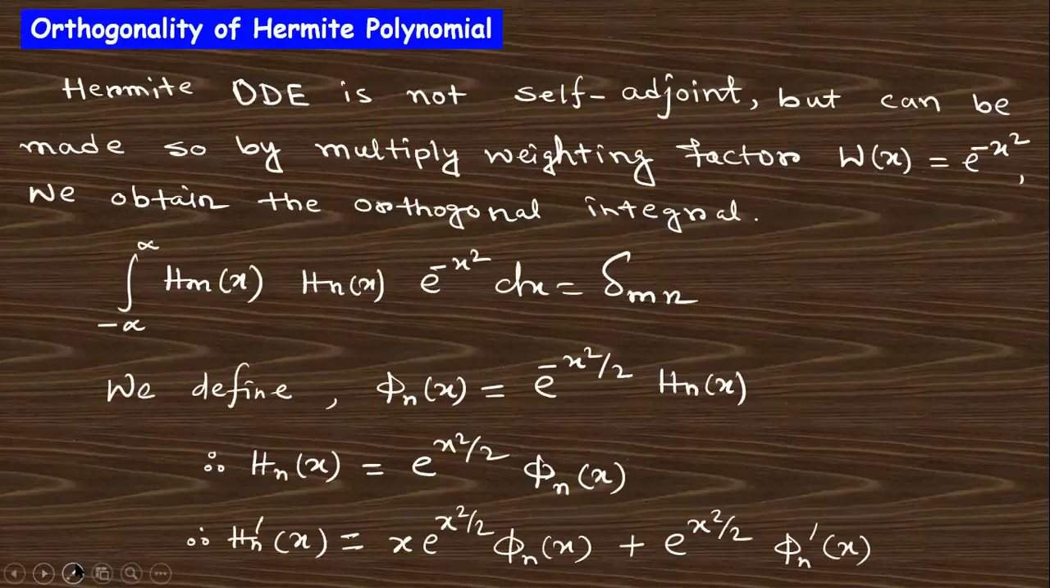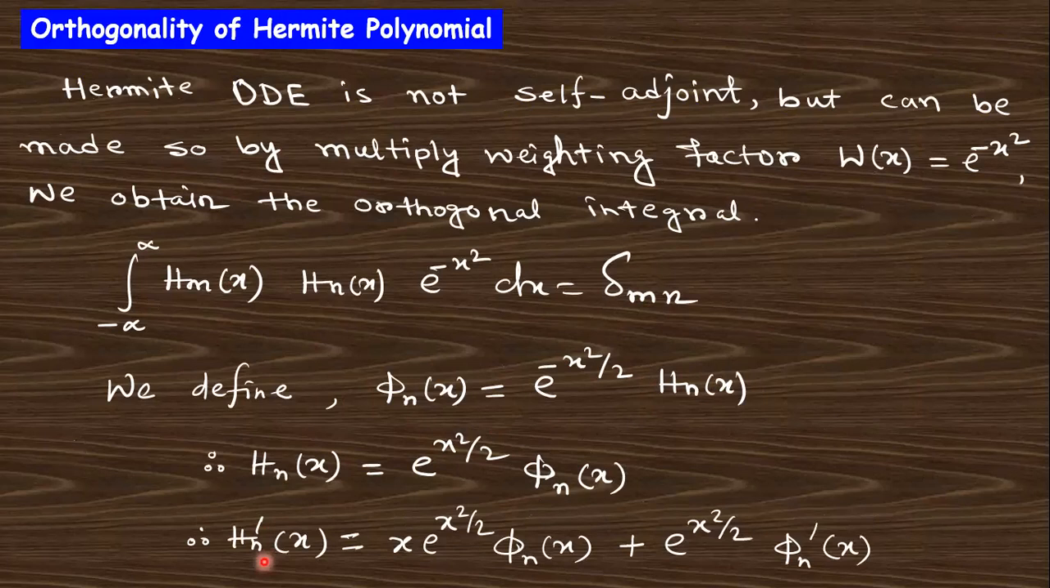Now comes the orthogonality of the Hermite polynomial. This is the orthogonal relation of the Hermite polynomial. Now, if you define this phi of x, another function like that, e to the power minus x square by 2 h_n(x), so h_n(x) will be like that. This comes into the right hand side.